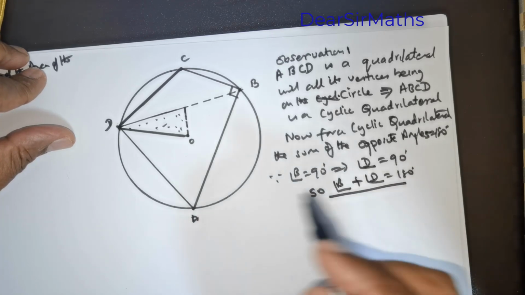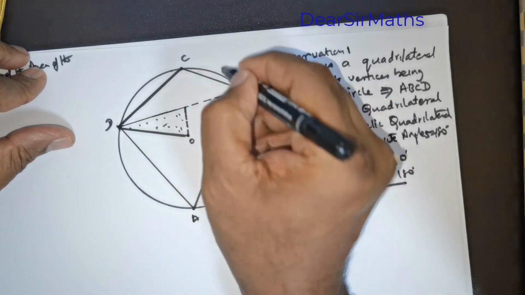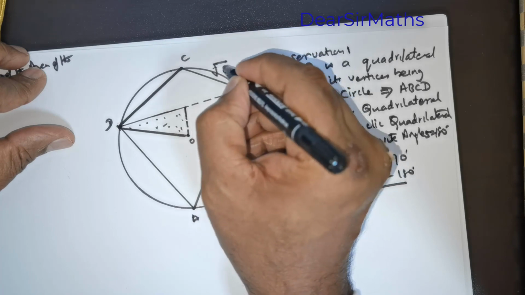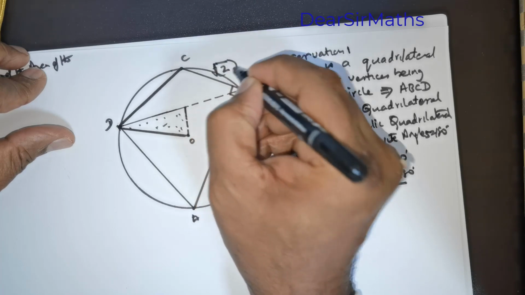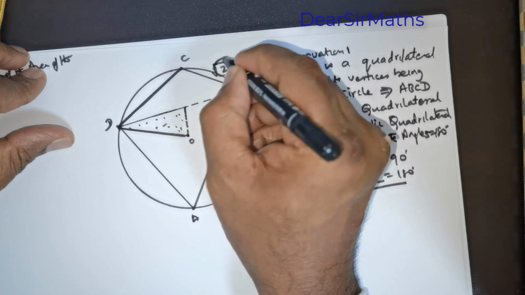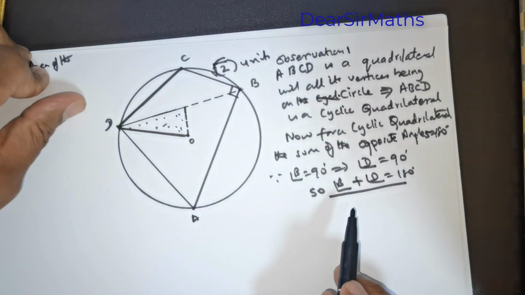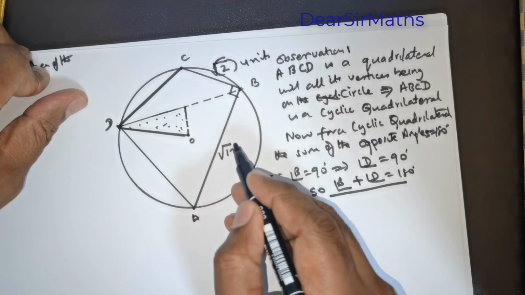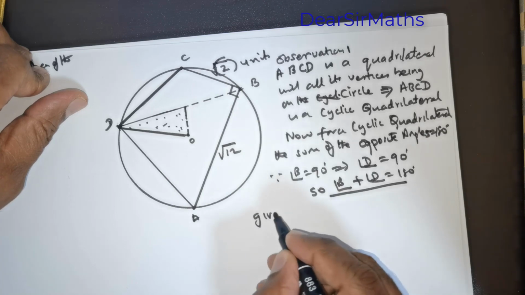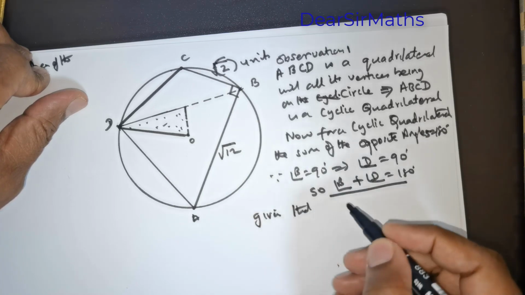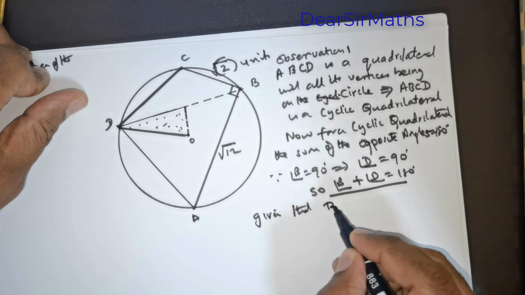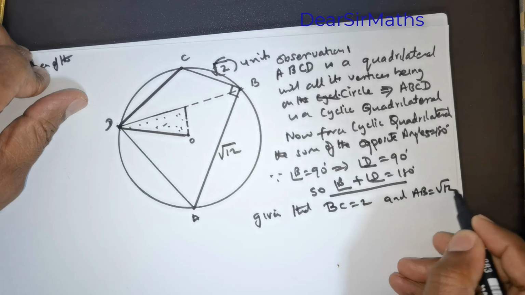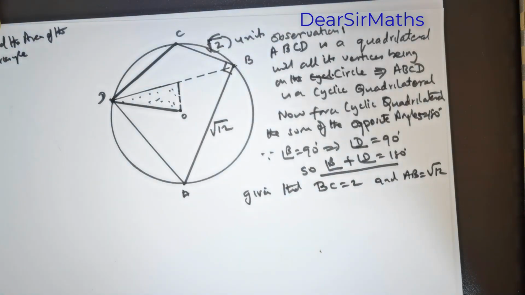That's the second observation. Now we are also given that BC is 2 units, right? So 2 units, and AB is root of 12 units, given that BC is 2 and AB is equal to root of 12. So these two informations are given.